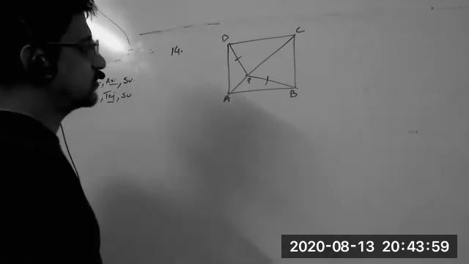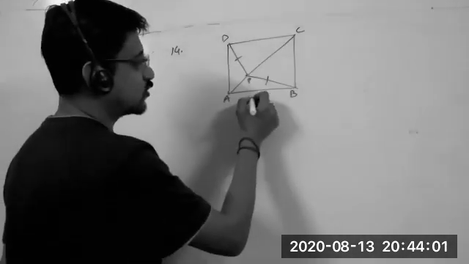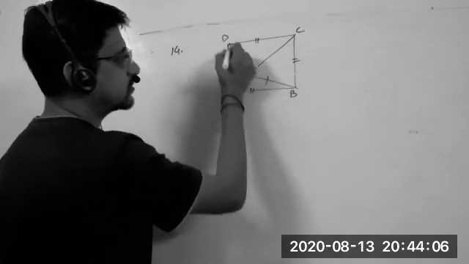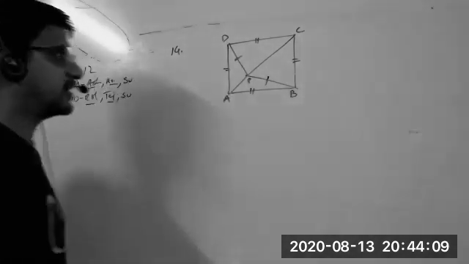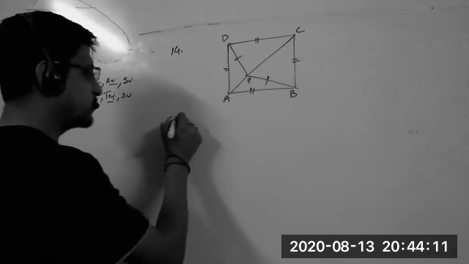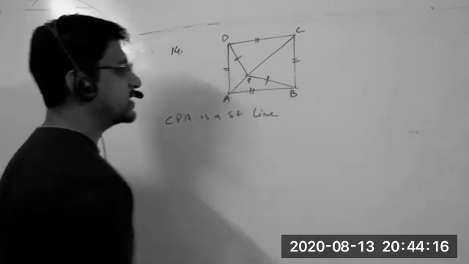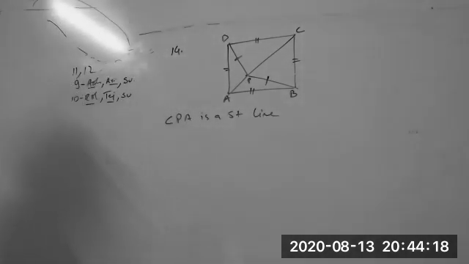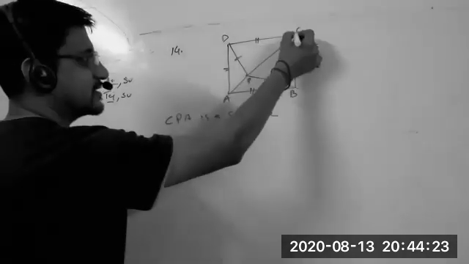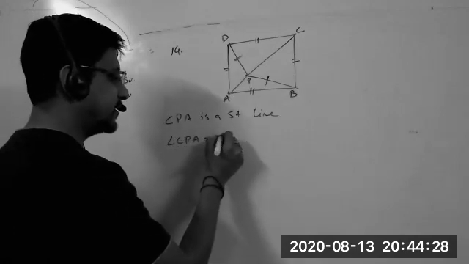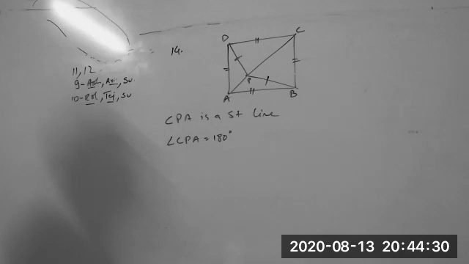Yes, sir. Now, in this question, this is a square, so this is equal to this, one line. We have done it. Now you have to prove that CPA is a straight line. To prove a straight line, we are supposed to prove that angle CPA is 180 degrees. If we prove it, that means it is a straight line. So let's prove it.